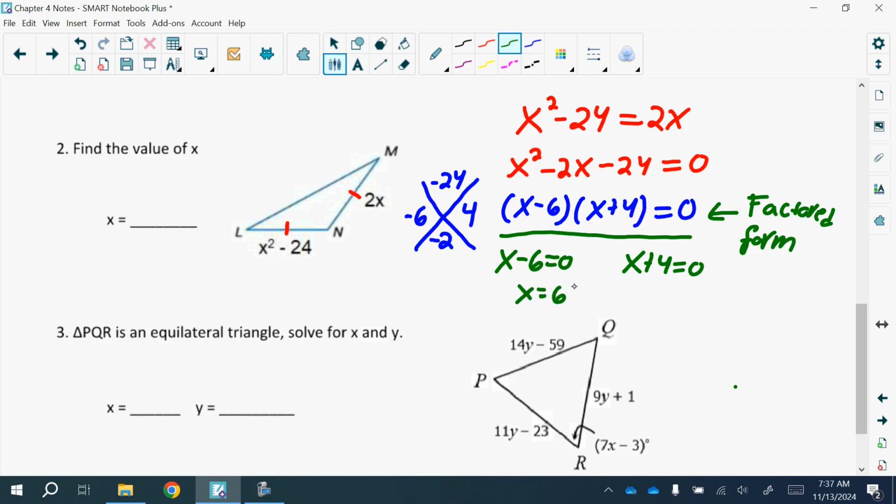So over here we get x equals 6. Over here we get x equals negative 4. And for the purposes of this class, we'll always take the positive solution. So x equals 6.